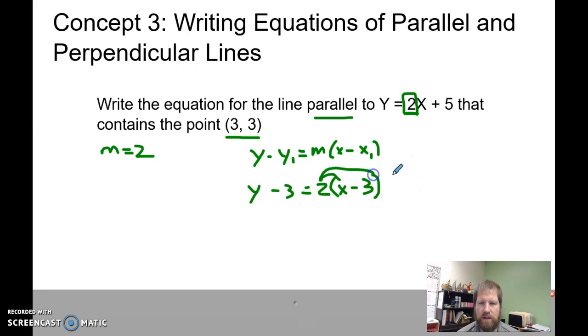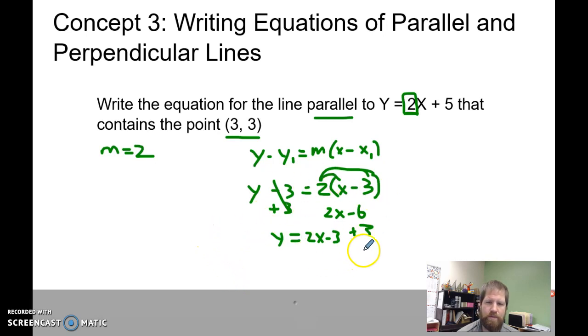2 times x, 2 times negative 3, 2x minus 6. And I'm going to add 3 to both sides, add 3, and I get y equals 2x minus 3. And at that point I'm done. All right, so that wasn't too bad. Converting wasn't too much work or too many steps, but let's look at doing it the other way.